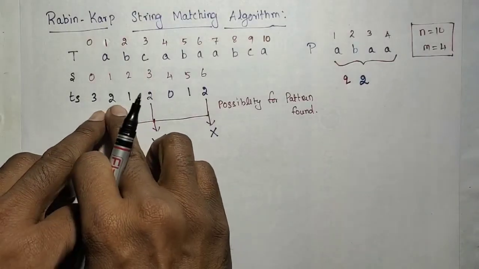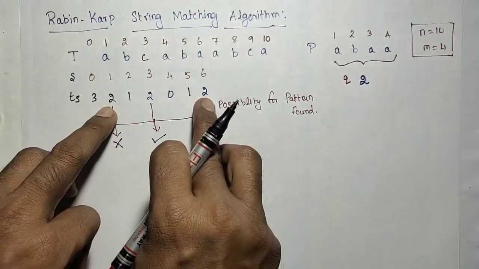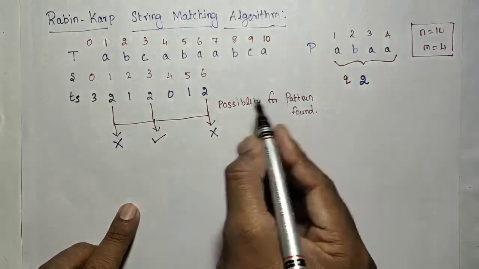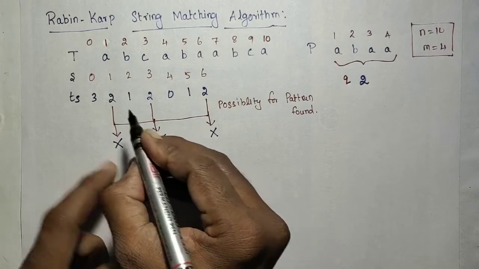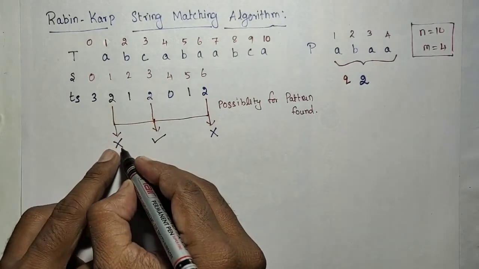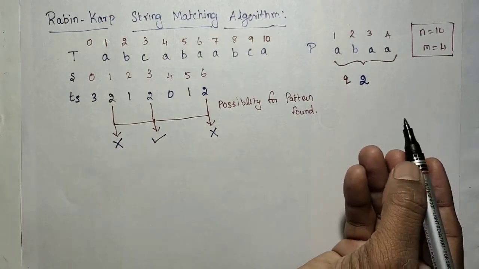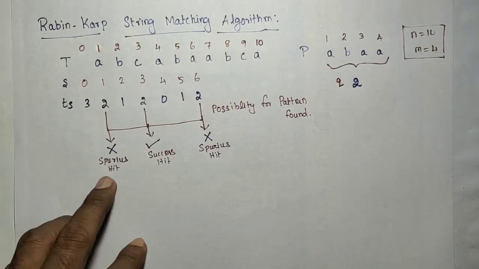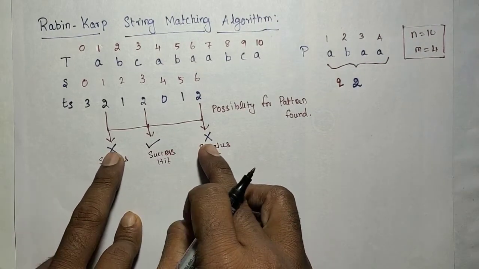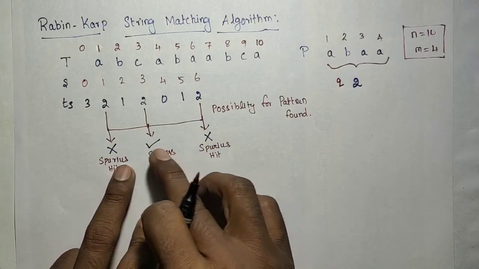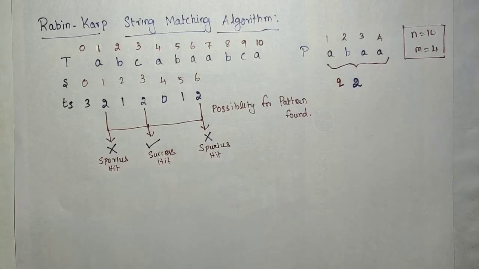Among these, the 3 comparisons are usually called a hit. That means the possibility is there, that is called a hit. In that, if the pattern is found, then it is a success hit. If the pattern is not found in that hit, that is, the possibility occurred but we failed, the failed hit is called a spurious hit. So these 2 hits, which are failed comparisons, are called spurious hits. The successful comparison is called a success hit.